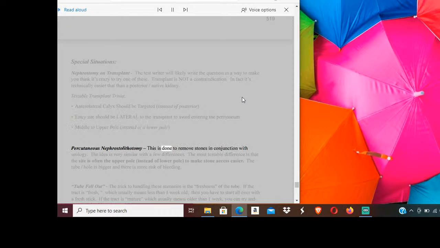Percutaneous nephrolithotomy. This is done to remove stones in conjunction with urology. The idea is very similar with a few differences. The most testable difference is that the site is often the upper pole instead of lower pole to make stone access easier. The tube hole is bigger and there's more risk of bleeding.